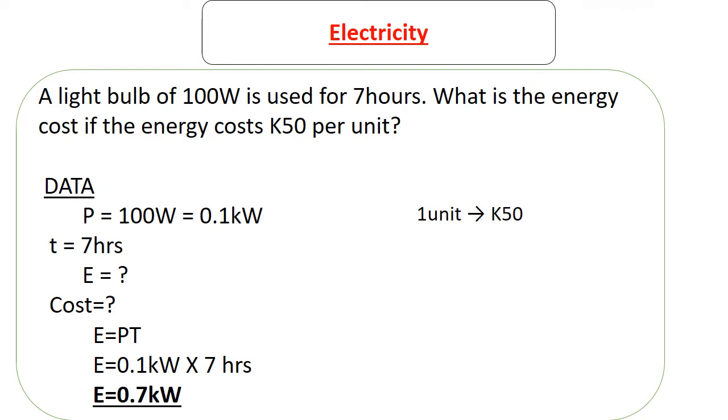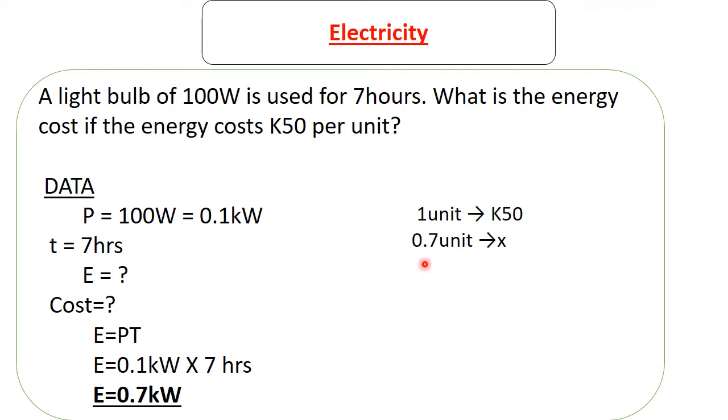Now, according to this statement here, energy costs 50 kwacha per unit. So it means 1 unit costs 50 kwacha. Remember, 1 unit is 1 kilowatt hour. What about 0.7 kilowatt hours? So 0.7 units is going to cost X.